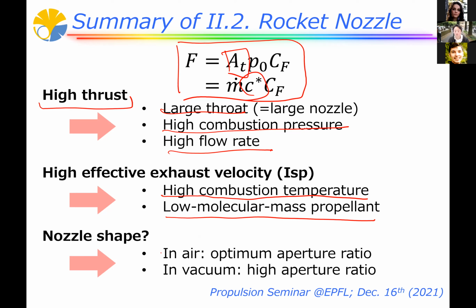And as to nozzle shape, it's related through the thrust coefficient. In the case of vacuum, it's very simple. High aperture ratio is best, so you can design the nozzle as big as possible. And in the case of in air, the physics is a little bit more difficult. There is an optimum aperture ratio, and also there is flow separation. So we have to take into account these two effects in our nozzle design.